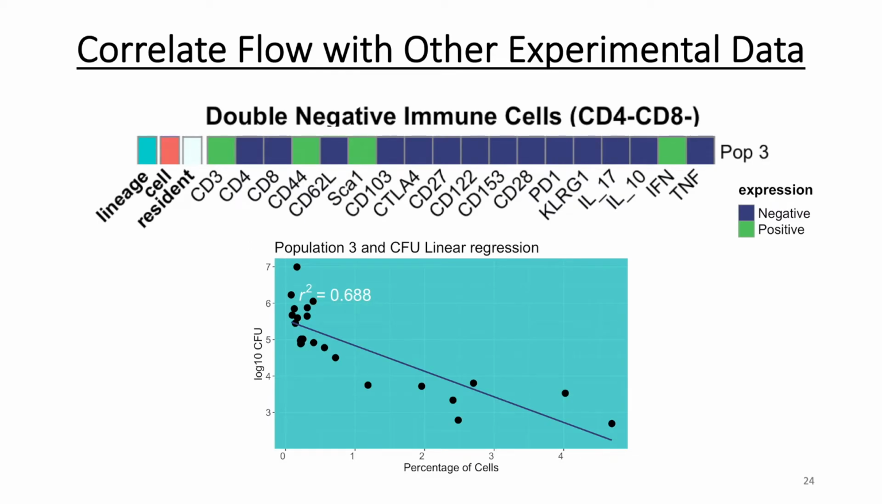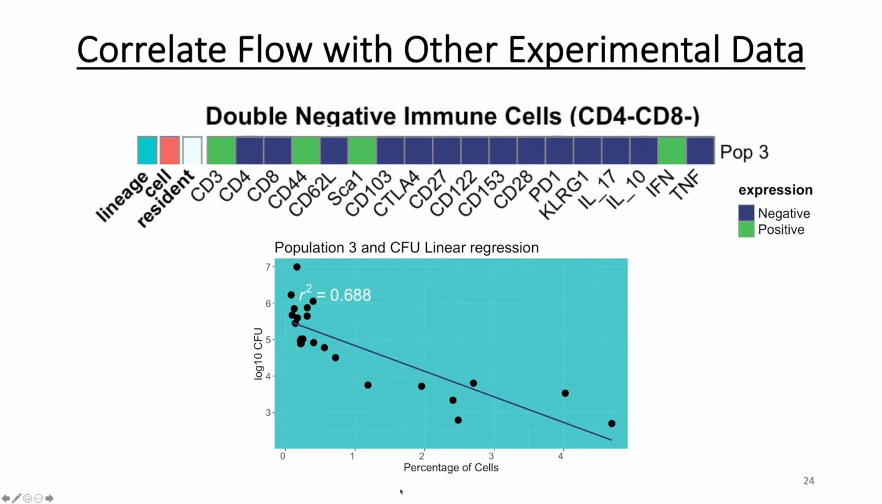Now we can take that bacterial burden data and correlate it with our immune cell data. By looking at correlations of the bacterial burden and the immune cells, we may be able to identify immune cells that are potentially protective or non-protective. So here we can see on our x-axis, we have the percentage of cells expressing this population 3.